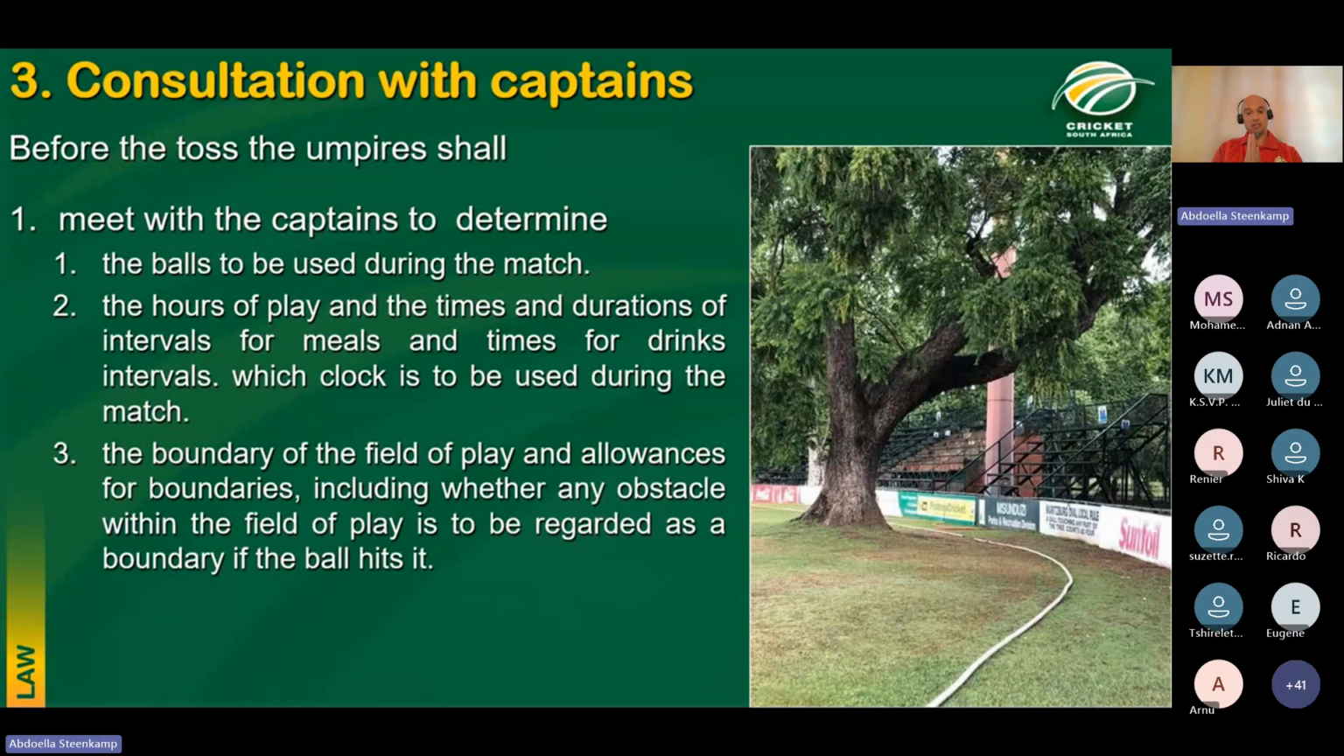The custom at this particular ground is if the ball hits the tree, boundary 4. If they hit any part of the tree, whether it's the bottom of the tree, even the top branch of the tree, the custom is boundary 4. This needs to be discussed before the game starts. Exactly what are we going to do if the ball should hit the tree.